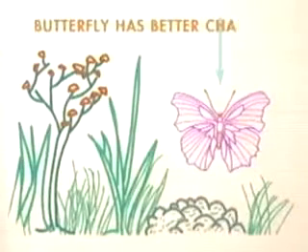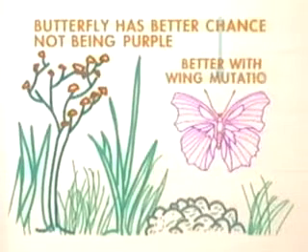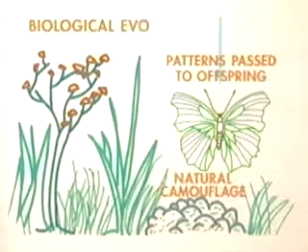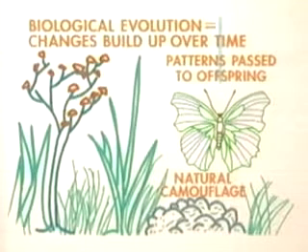For example, the survival odds for a butterfly in a green and brown landscape will be greatly increased by a mutation that gives it green and brown wings. Such changes within each group of a species build up over time and are inherited by future generations. This is known as biological evolution.